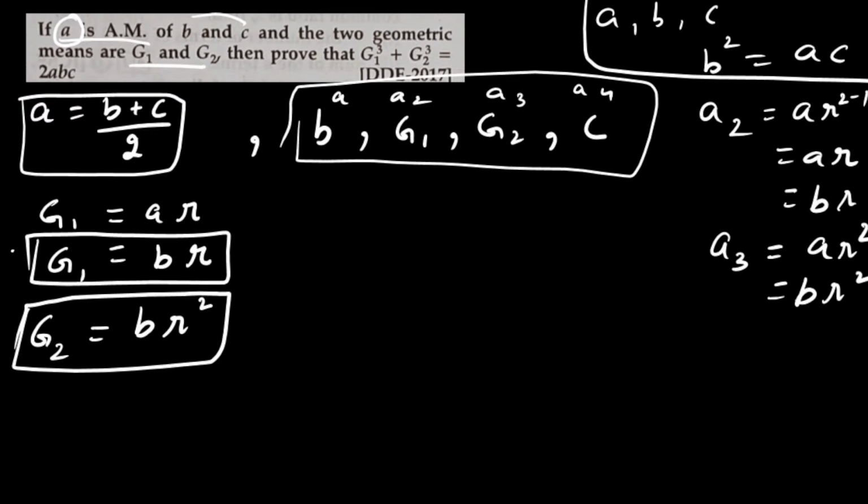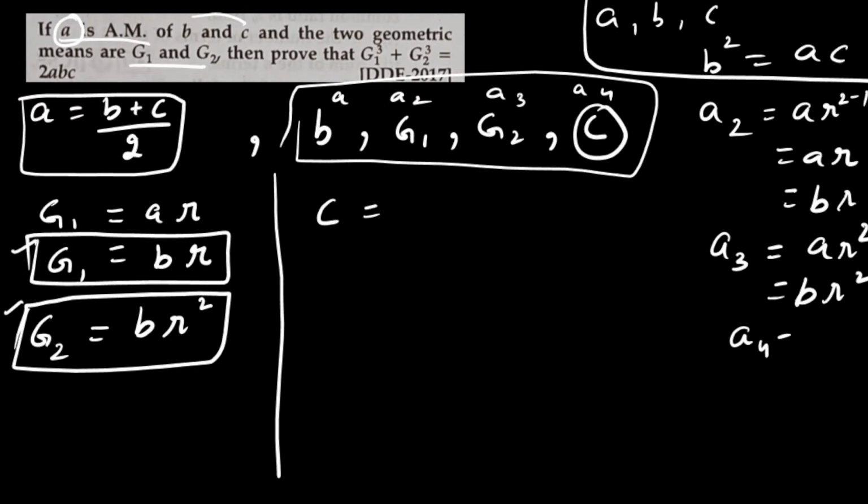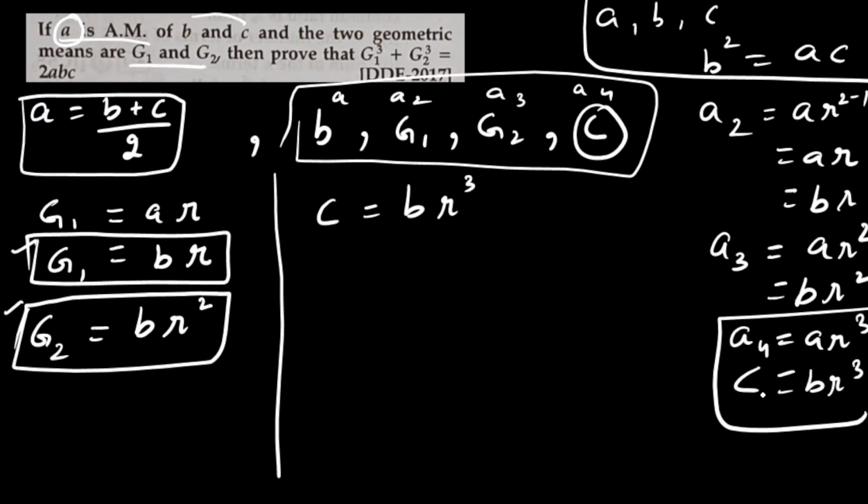So we found the value of G1 and G2. But we should know the value of R, because in the given expression I have to find the value of G1 cube and G2 cube. So I'll find the value of R with the help of C, then I'll substitute here. C is the fourth term. The fourth term formula is AR cube. A's value is B, so BR cube. Fourth term is C, so C equals BR cube.